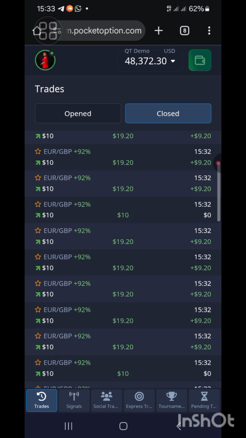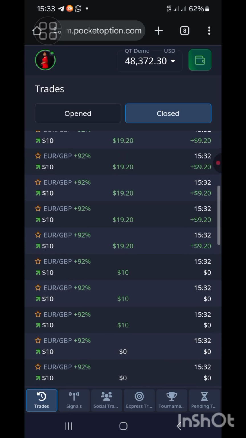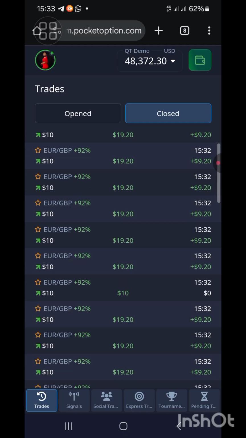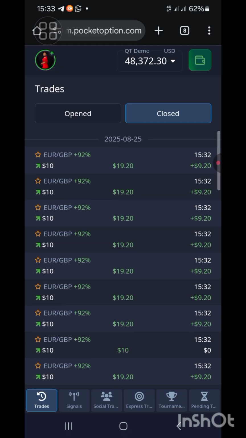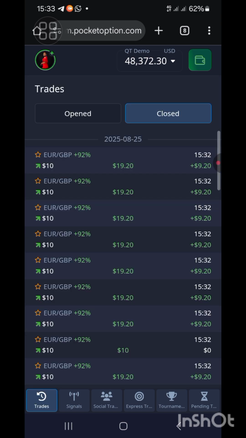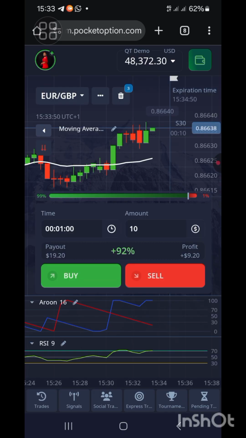Look at it. I took 20 trades. I got 3 cash back, and 12 were profitable. So let's try one more and stick exactly to the strategy. So let me find a currency pair that has exactly the strategy.